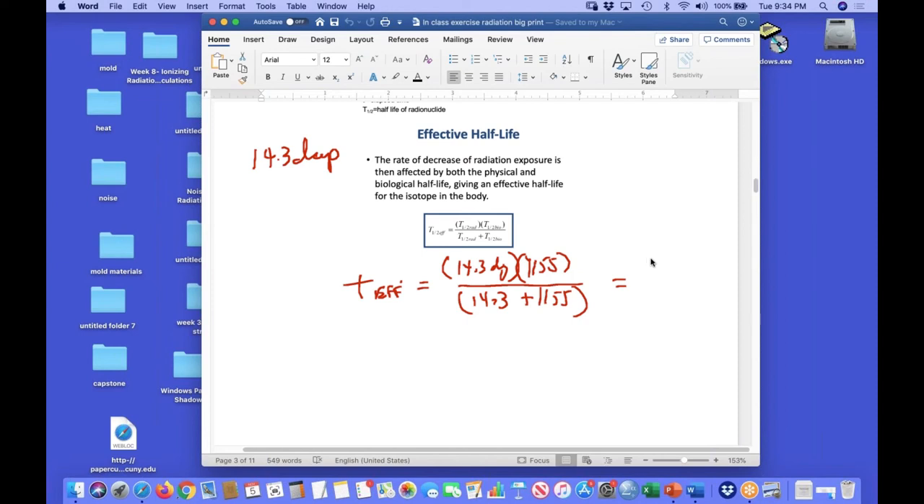14.3 times 1155 is 16,516. And then what's the units? That's days squared, right? Days squared over, and we're going to add these together, 1169.3 days. That's days on the bottom, right? So we're going to wind up with days as our units. And what do we wind up getting here? 16,516 divided by 1169.